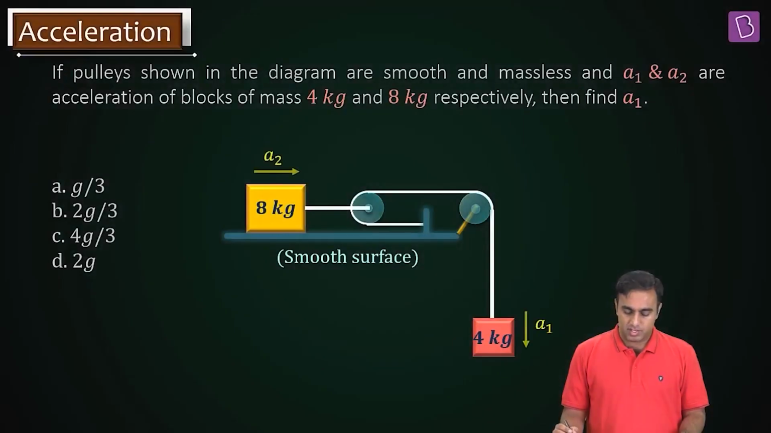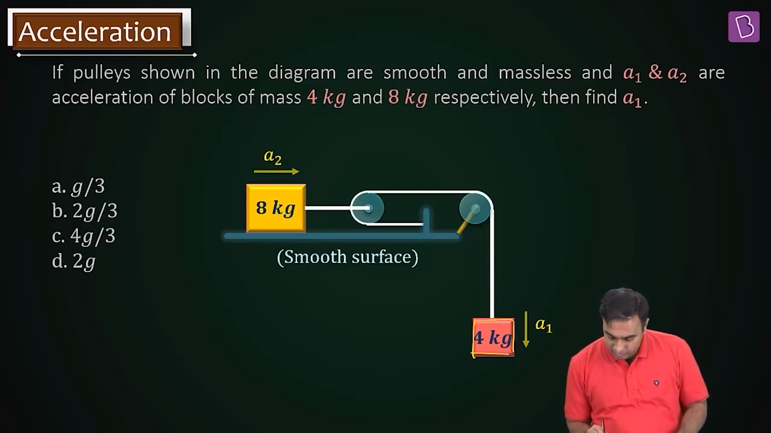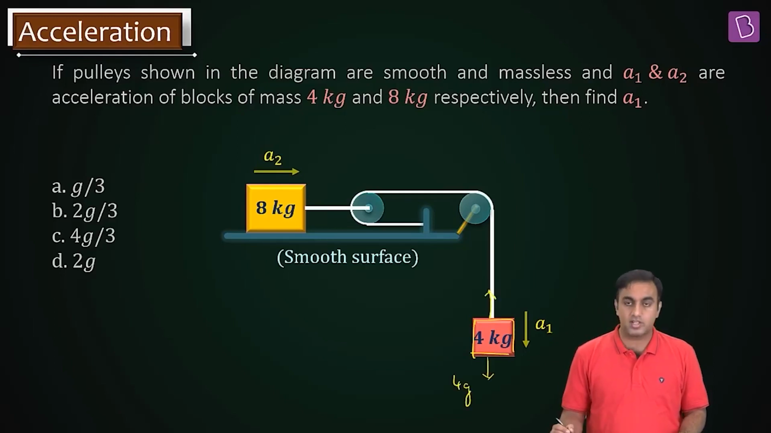If pulleys shown in the diagram are smooth and massless, and A1 and A2 are acceleration of blocks of mass 4 kg and 8 kg respectively, then find A1. All right. We have two blocks, 8 kg and 4 kg. All the surfaces given here are smooth, no friction anywhere. Why do the 4 kg and the 8 kg blocks move in the first place? It's because there is gravity acting on 4 kg block in this direction, which is greater than the tension in the string connected to it in the upward direction, thereby making the 4 kg block move in the downward direction.